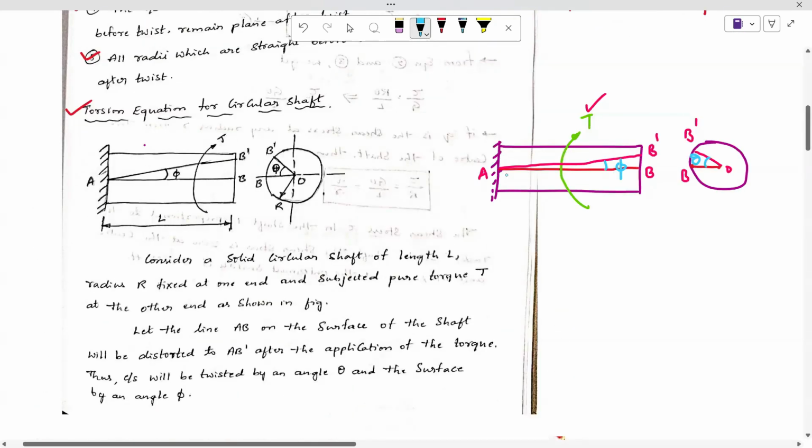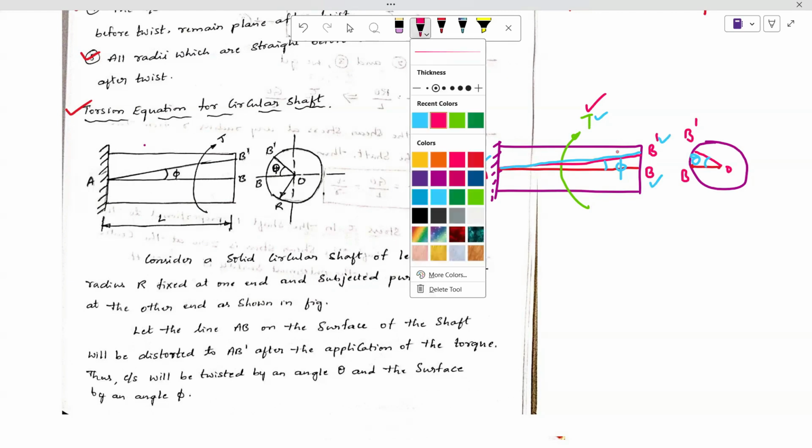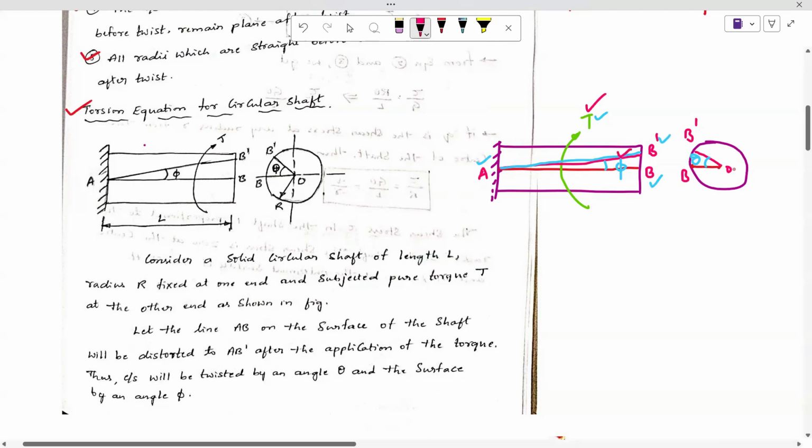So here we have an initial position AB. After the application of this torque, it is going to have a new position. AB will become AB dash. That is the new position. The angle made by BA and B dash A is phi. That is nothing but shear strain. And here in the cross section, the angle made by BOB dash is nothing but theta. The theta is nothing but angle of twist. Okay, that's what this diagram will be.